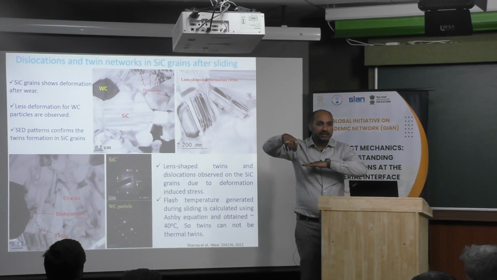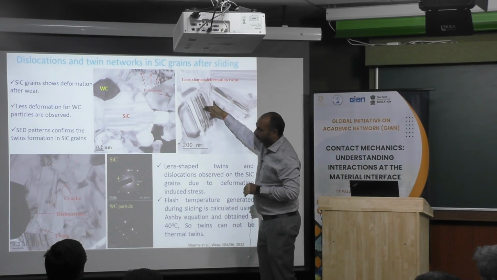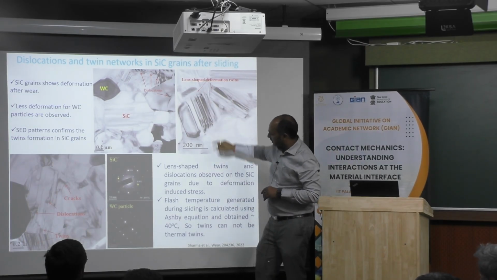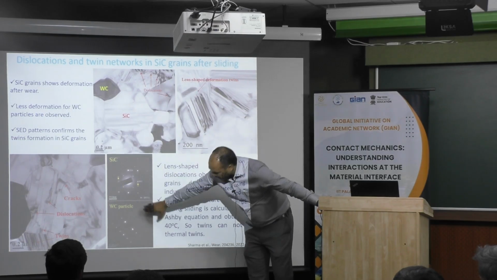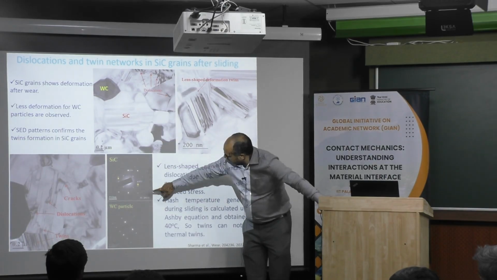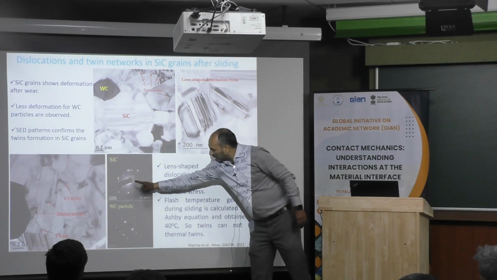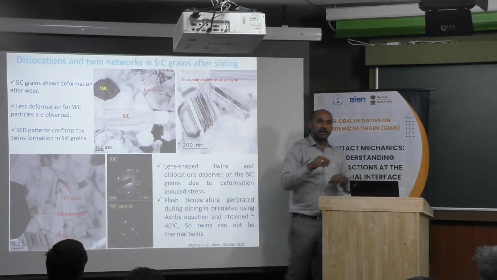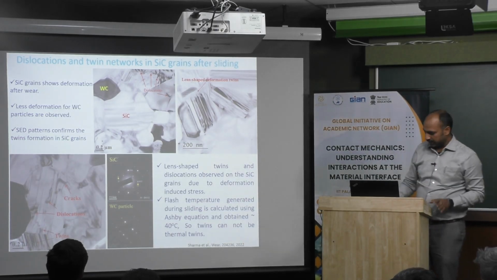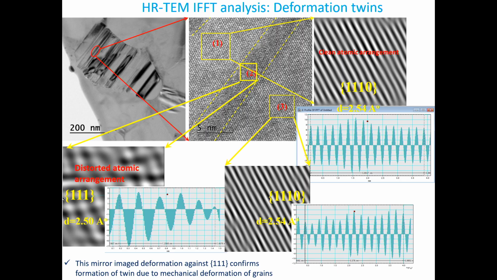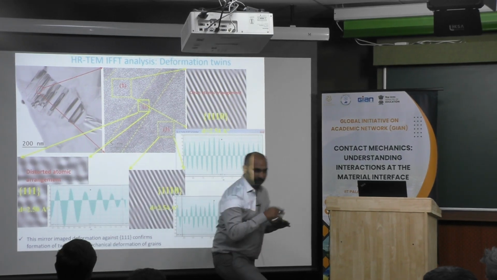Once we are applying the stress, it is coming out of wear and forming, and at the same time we can see that twins are forming. For these twins in SiC, you see the SAED pattern has been taken here. For tungsten carbide we can see it is a completely crystalline surface, but for SiC we can see these twins over the grain boundary, double spot, double dot. This confirms that we are having formation of twins over the grain boundaries of SiC grains.